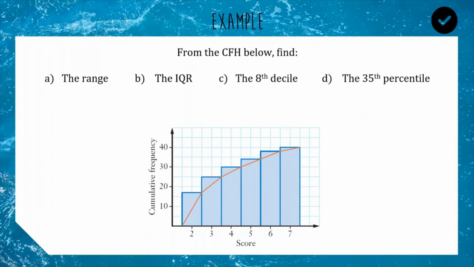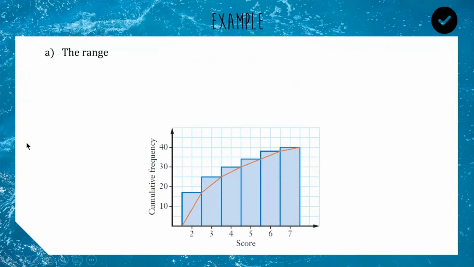All right, next example, we have a cumulative frequency histogram down below. So we have cumulative frequency, we have an ogive, aka polygon. We're going to find these 4 measures. We're going to start off with the range, okay? Range is nice and easy. It's just the highest score minus the lowest score, which is not 40 minus 0. The highest score is 7, and the lowest score is 2. So we just need to do 7 minus 2 and get an answer of 5.